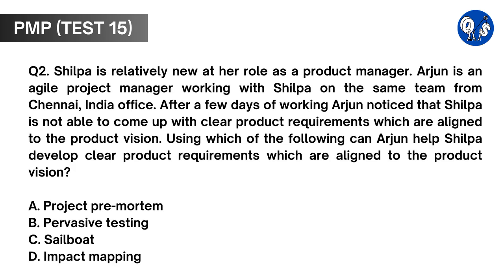Question number 2. Shilpa is relatively new at her role as a project manager. Arjun is an agile project manager working with Shilpa on the same team from Chennai, India office. After a few days of working, Arjun noticed that Shilpa is not able to come up with clear product requirements which are aligned to the product vision. Using which of the following can Arjun help Shilpa develop clear product requirements which are aligned to the product vision?